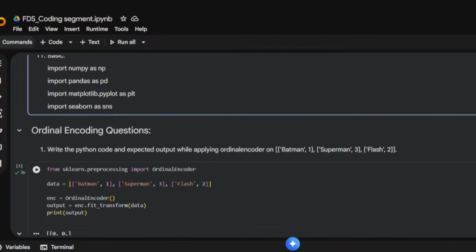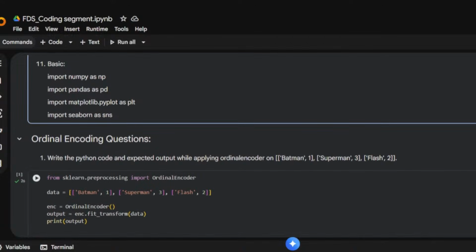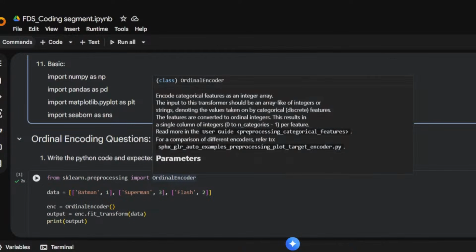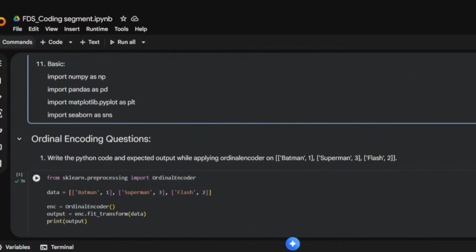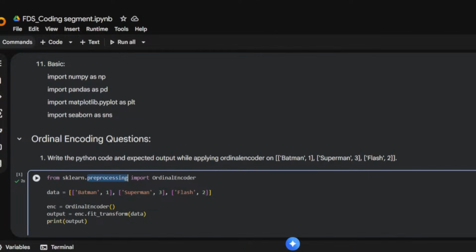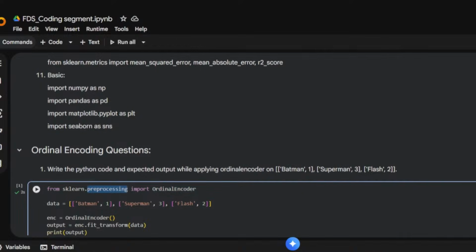Now I'll teach you a small short trick, and Kamlesh also specified this. It is something like a blueprint, a skeleton to be followed for all the questions that are to come. First thing, just import the library that you're using. Without this line, you will not get full marks. Since we're using an encoding technique, we're going to take your preprocessing library and import your ordinal encoder. From this, we first write our data.